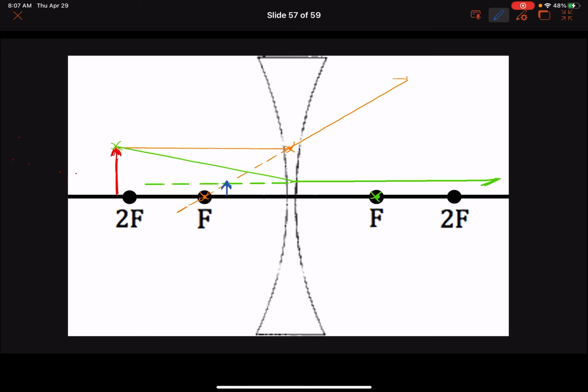And we see that it is upright, we see that it is greatly reduced, and we see that it is virtual because these light rays don't actually intersect there. We're just extending the light rays backwards to see where the light rays look like they're coming from on the other side of the lens. Okay.